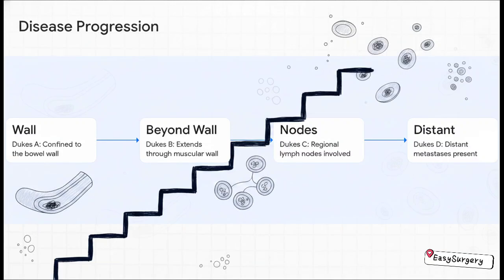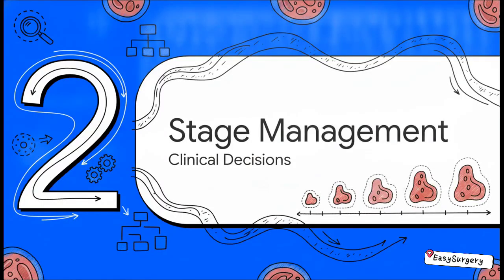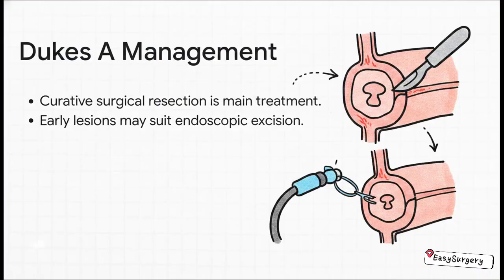If you can keep this simple visual staircase in your head when you're reading through a lengthy clinical vignette, you'll save yourself so much time. Moving right along to Section 2, Stage-by-Stage Management. Okay, so now that we've mapped out the staging structure and understand that anatomical progression, let's look at how this directly drives our clinical decision-making.